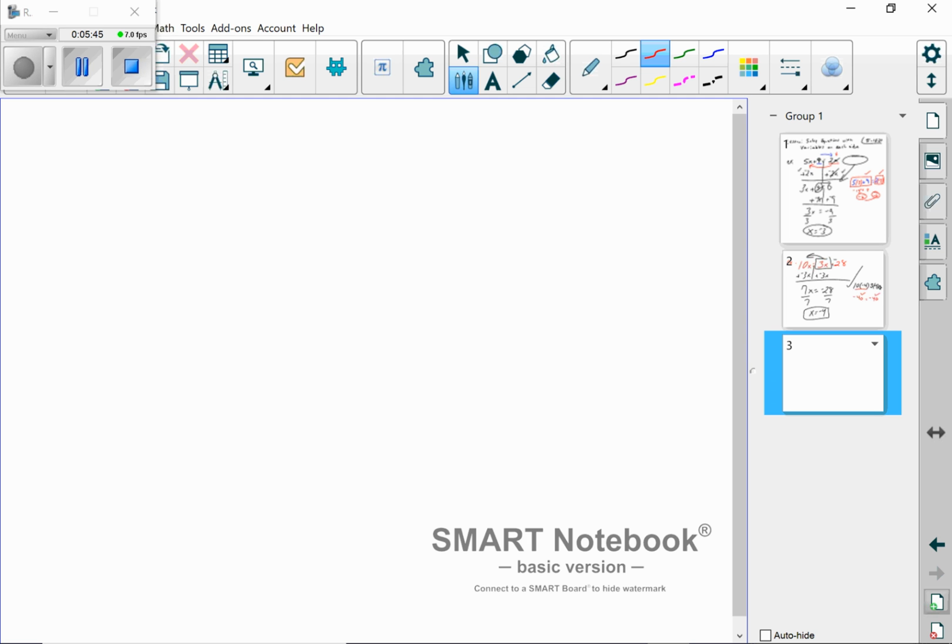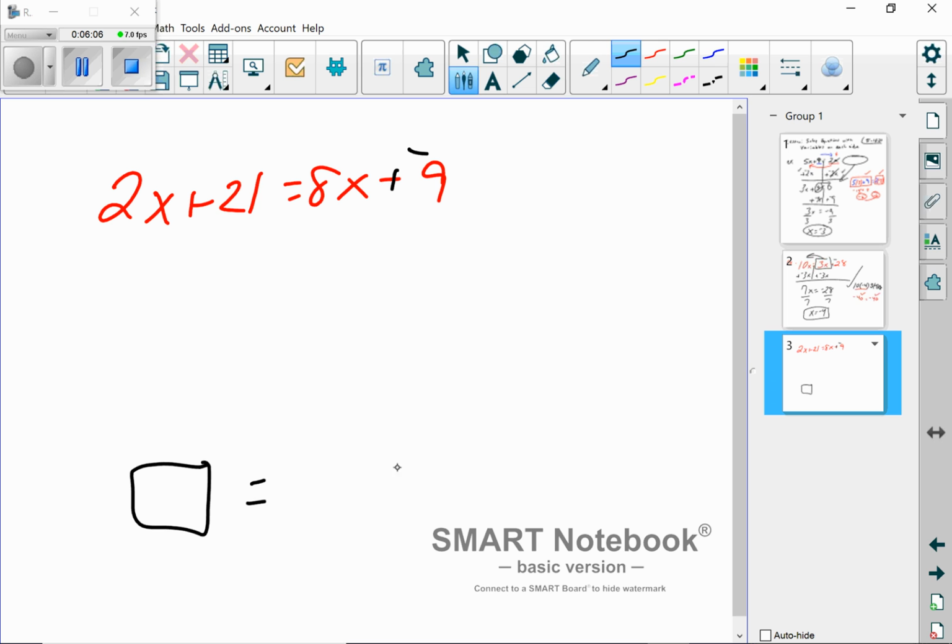Okay, so what if it's a longer problem? This will be the last problem today: 2x plus 21 equals 8x minus 9. It just looks like a longer problem. We got 4 terms, a letter term and a number term on each side. So again, I like to get all the x's on the left side, all the numbers on the right side, all the x's here, all the plain numbers here, and then we'll divide last.